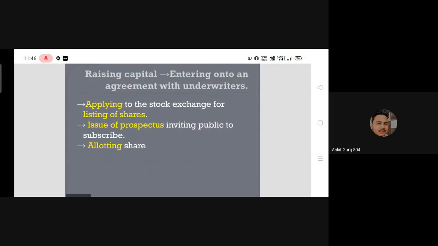So now there is a need to raise capital. Raising capital involves entering into an agreement with underwriters. First of all, they have to apply to the stock exchange for listing of shares because they have to raise capital. They will issue a prospectus and invite the public to subscribe. Third one is allotting shares. That is the final stage.